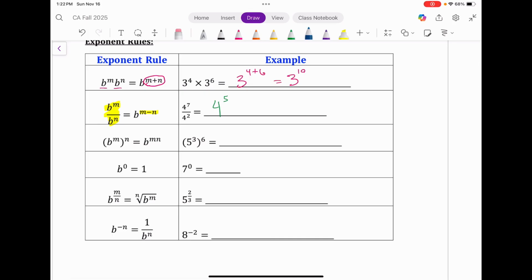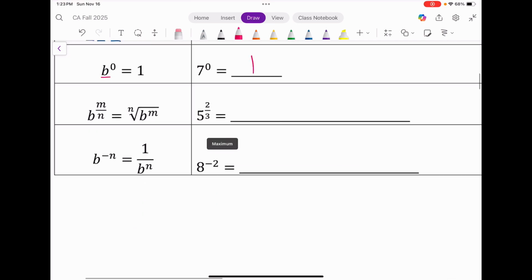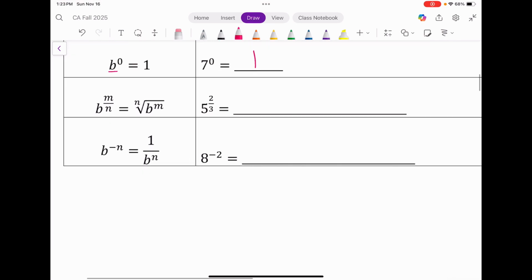So the next rule is if you have a base raised to a power, which is raised to a power, you multiply those powers together. So for example, 5 to the 3 to the 6 is just 5 to the 3 times 6, which is 18. The next rule says if you have a base raised to the 0 power, it'll always equal 1. So that is always true. You can always plug that in a calculator if you forget it.